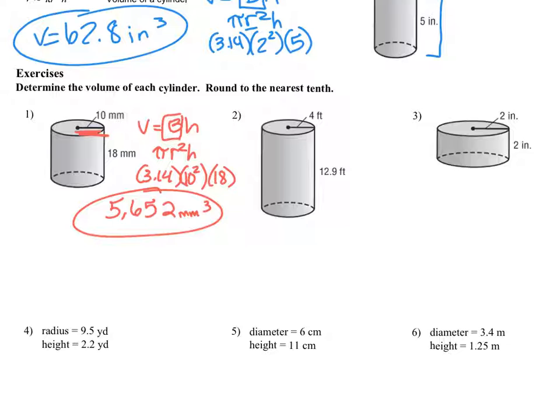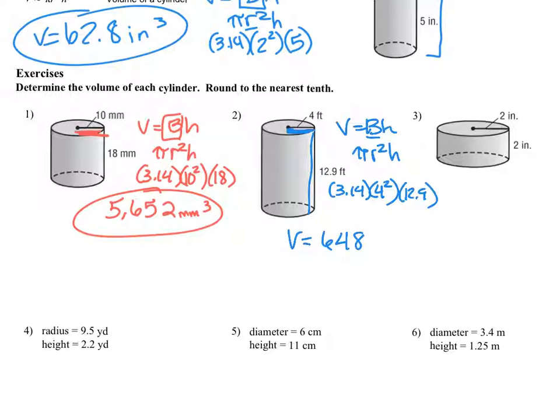Number 2, and I'm going to write my formula every single time, and that's what I want you to do. So pi r squared times height. So 3.14 times my radius, which was 4, times my height, 12.9. So 3.14 times 4 squared times 12.9. And that's going to give me 648. And it said round to the nearest tenth, so I'm going to round it to 648.1. If you do it in the calculator, it's actually 648.096, but I'm going to round it up because it told me to.